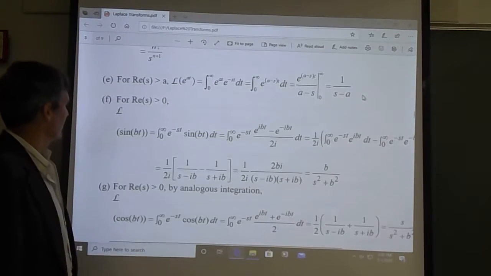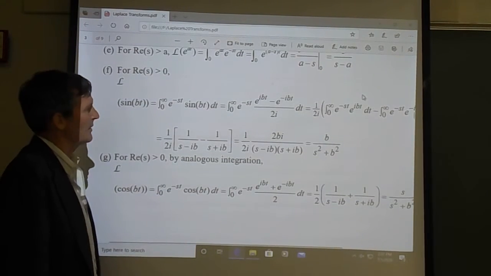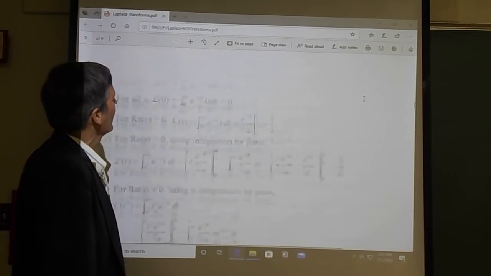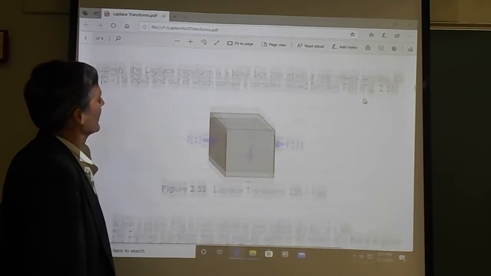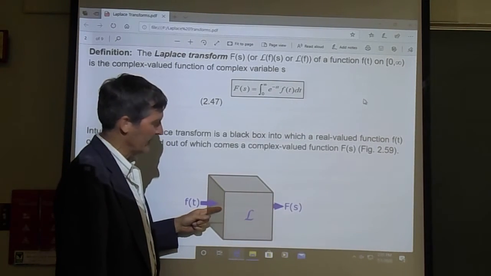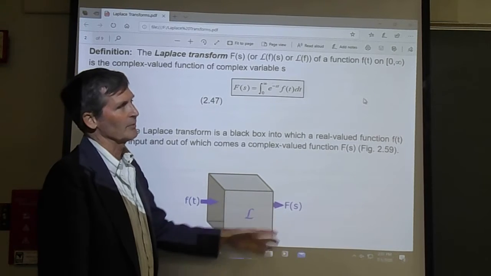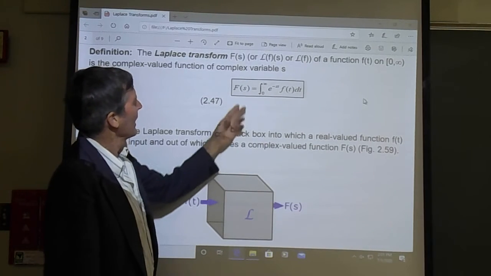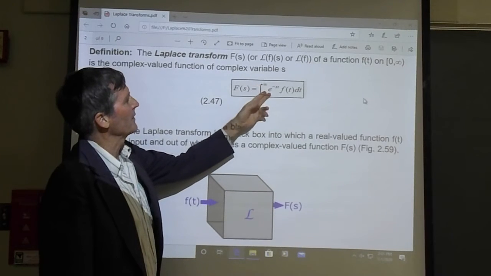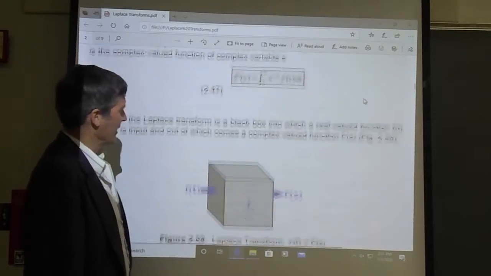And you can also do sine and cosine. I'll let you look at these integrations if you want. It's not so important that you be able to do any of them. Just remember what the Laplace transform is. It's a black box. You throw in a function of t. You get out another function of s. For our applications, we'll just treat this as a real function. And the function F of s is the integral from 0 to infinity of e to the minus st f of t dt. It's that integral.